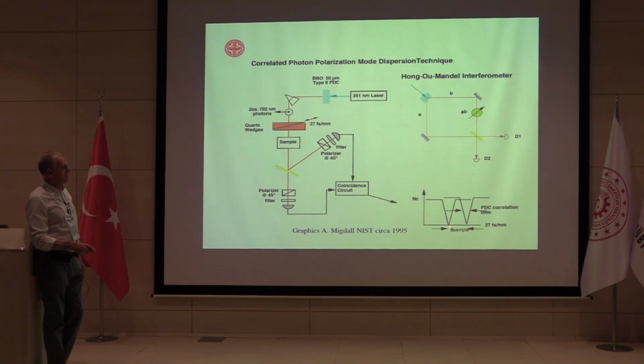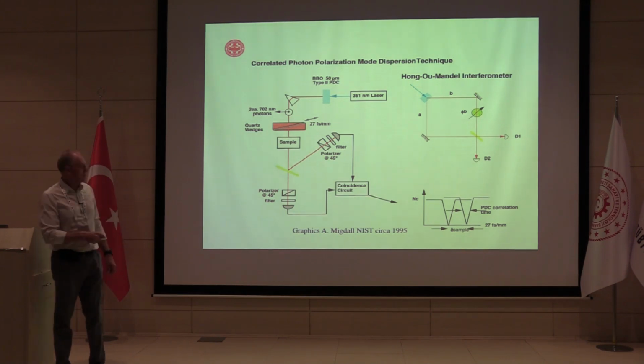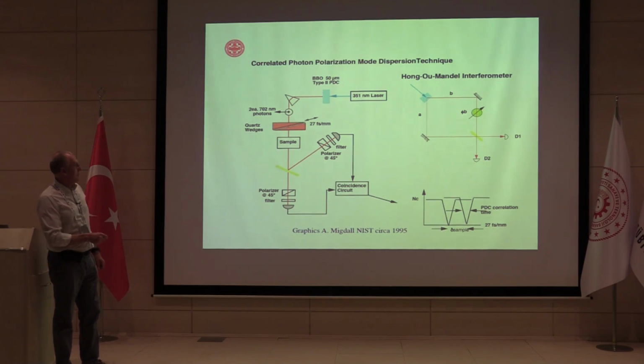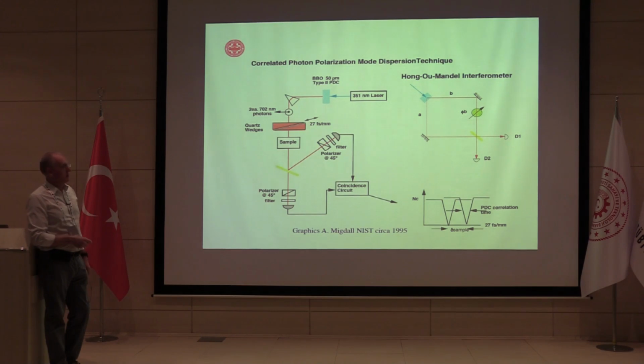So this is indistinguishable. That's a cancellation of amplitudes because remember, if you put entangled states here, at 45, minus 45, no coincidences. At 45, 45, maximum coincidences. But then if you introduce here a sample, like a piece of fiber, then you would see that your dip will be shifting. This shift is directly proportional to the difference in delay between these two polarizations going through the sample. So you can measure birefringence of the sample. The shift in the dip is a measurement of birefringence, similar to the Hong-Ou-Mandel sub-picosecond delays.